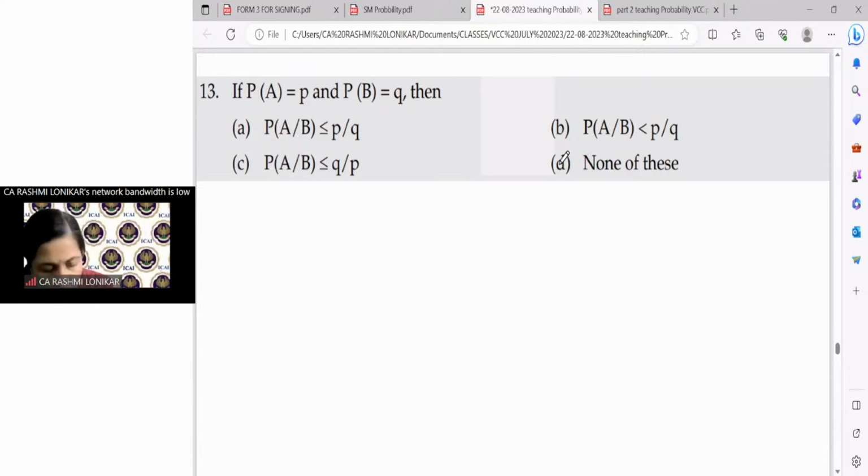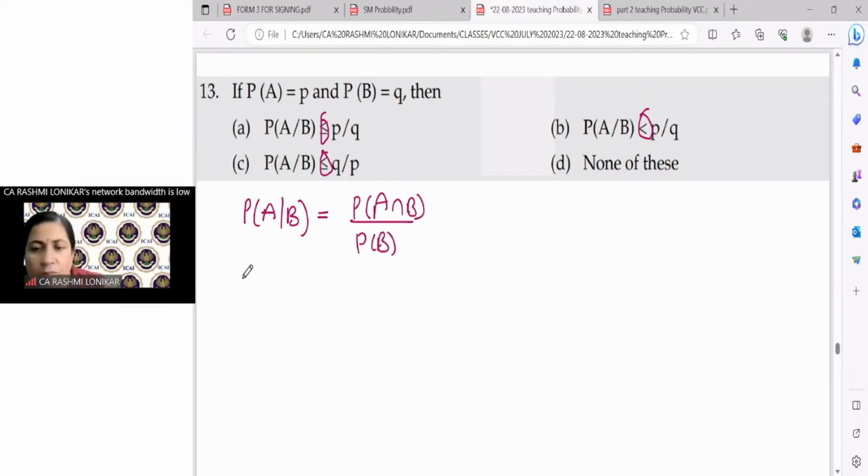Now, if P of A is p, small p, and P of B is q, here they don't want numbers. Here they want to find whether the relation is greater than or equal to, less than or equal to, or only less than, or whether or not this relation is holding. What is the formula for P A given B? It is P of A intersection B upon P of B.